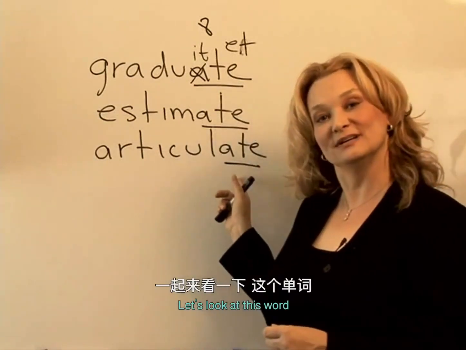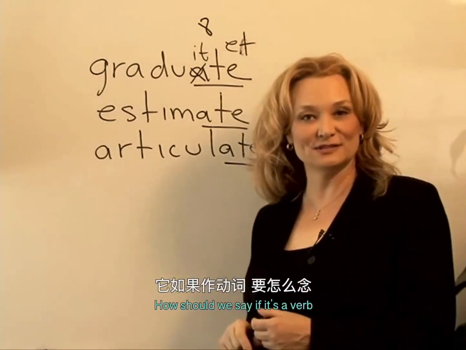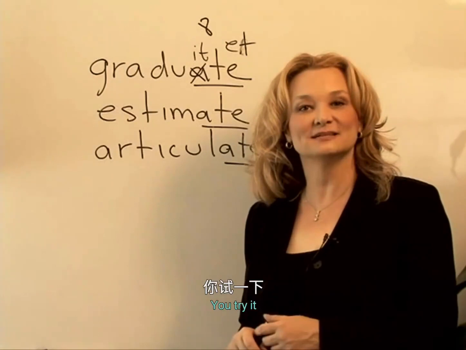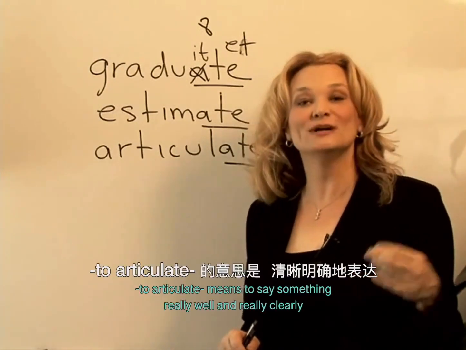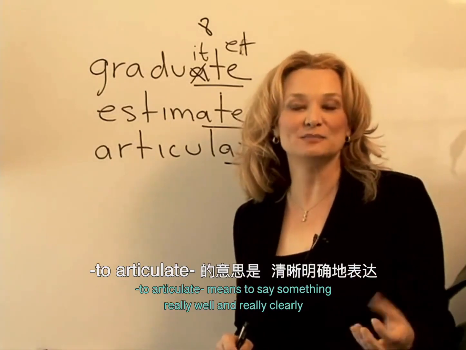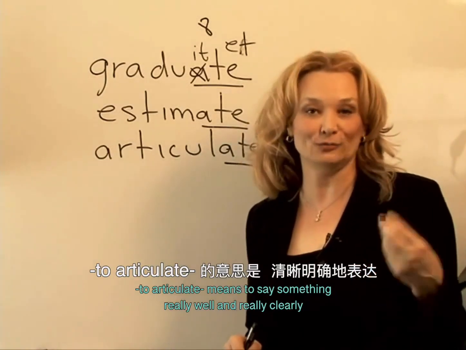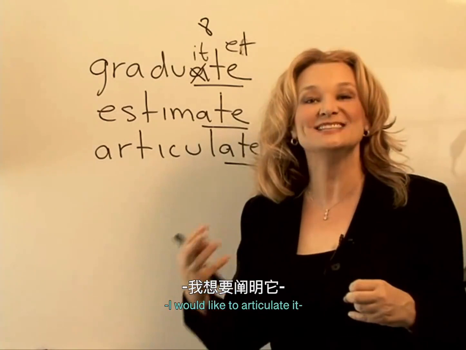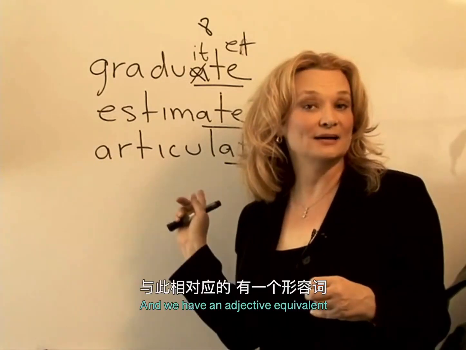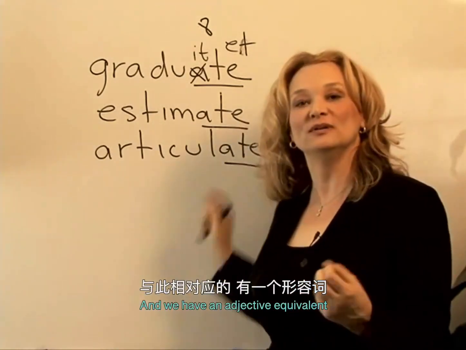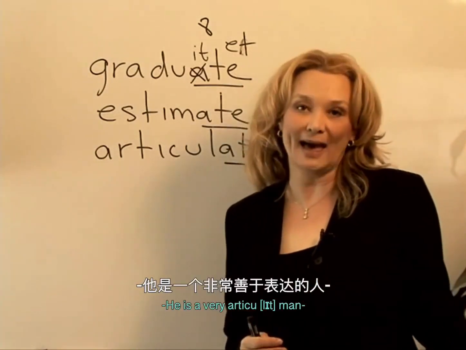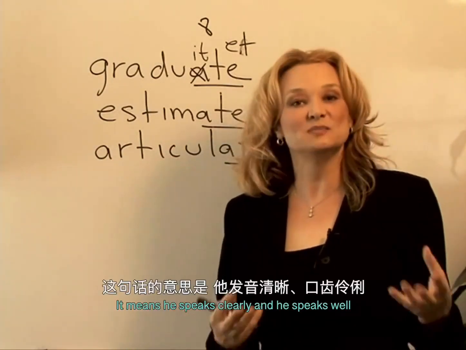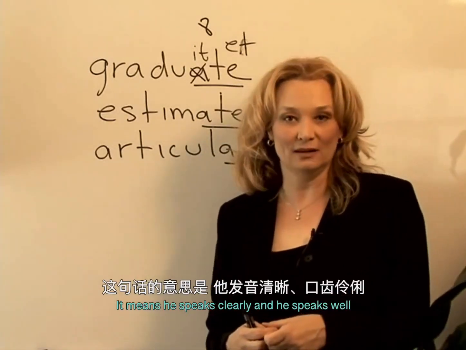Let's look at this word. How should we say it if it's a verb? You try it. Articulate, right? To articulate. To articulate means to say something really well and really clearly. I would like to articulate it. And we have an adjective equivalent. Articulate. He's a very articulate man. It means he speaks clearly and he speaks well.